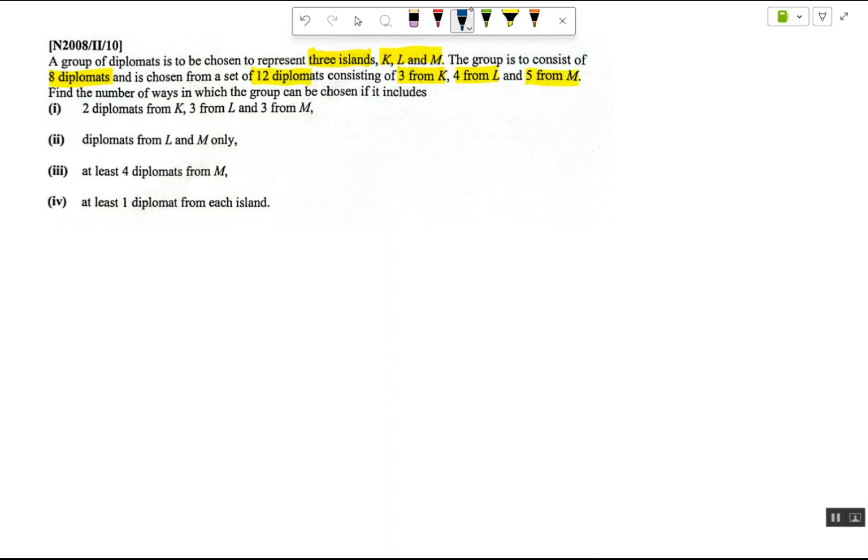Now in this case, the arrangement is not important, so we are only going to use and choose R. Find the number of ways in which the groups can be chosen if. Before that, let's test our understanding. The total number of ways to choose 8 diplomats would just be 12 choose 8. This is not needed, but it might be needed in part of the question.